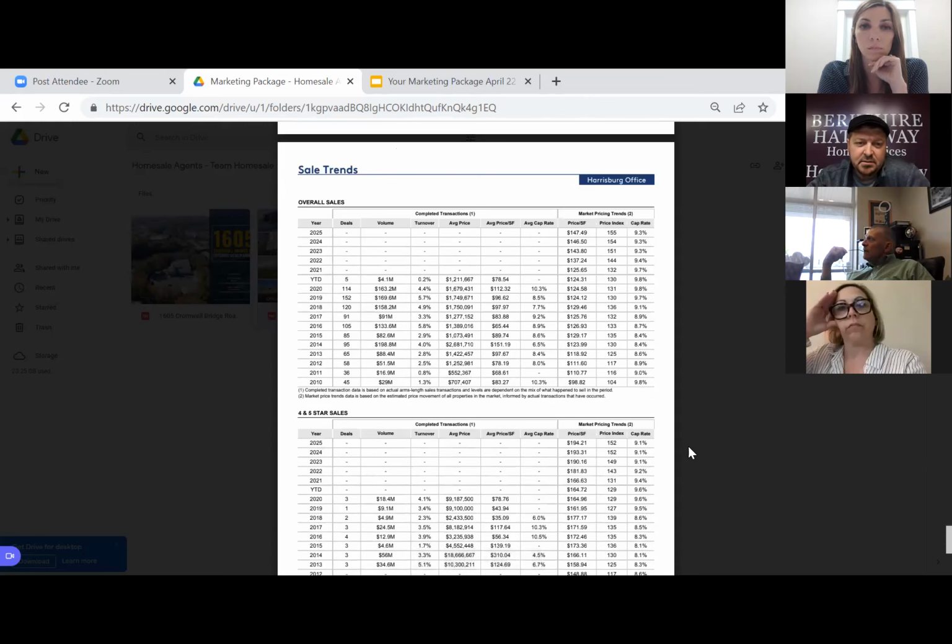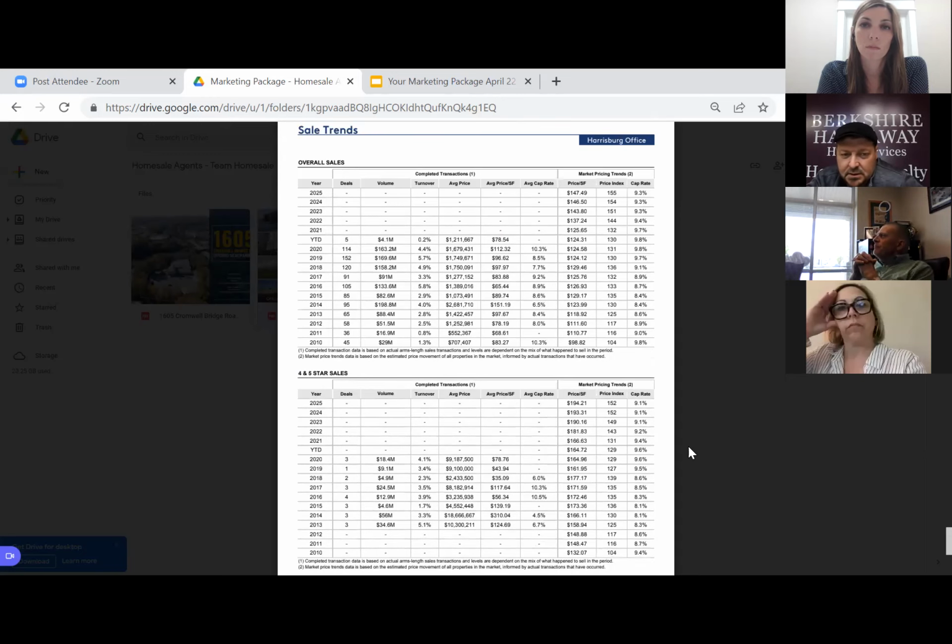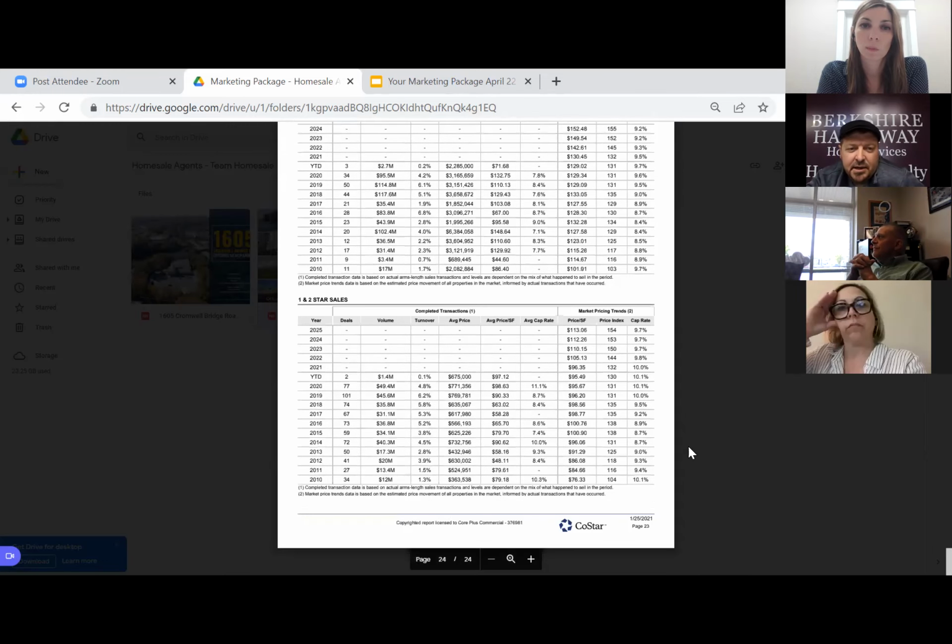Sale trends, we do that in millions of square feet, and then we break it down into price per square foot. In 2020, the price per square foot, you'll find this interesting, was $112. However, when this report was run, it was $78. So because of COVID, they lost 40% of the average price per square foot. Sale trends, yes, let's continue on with that.